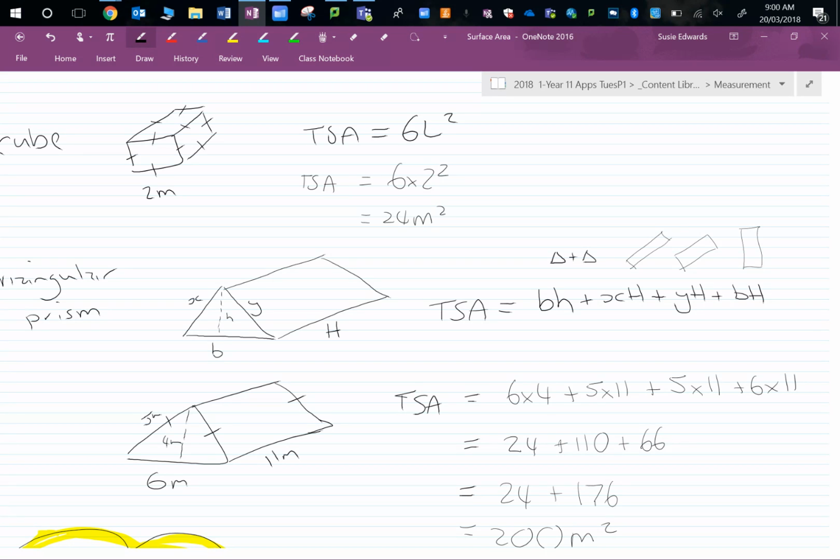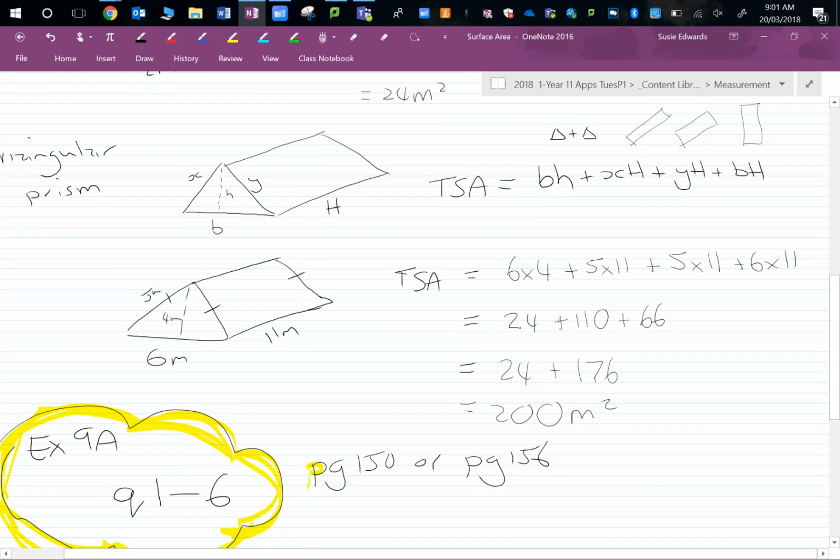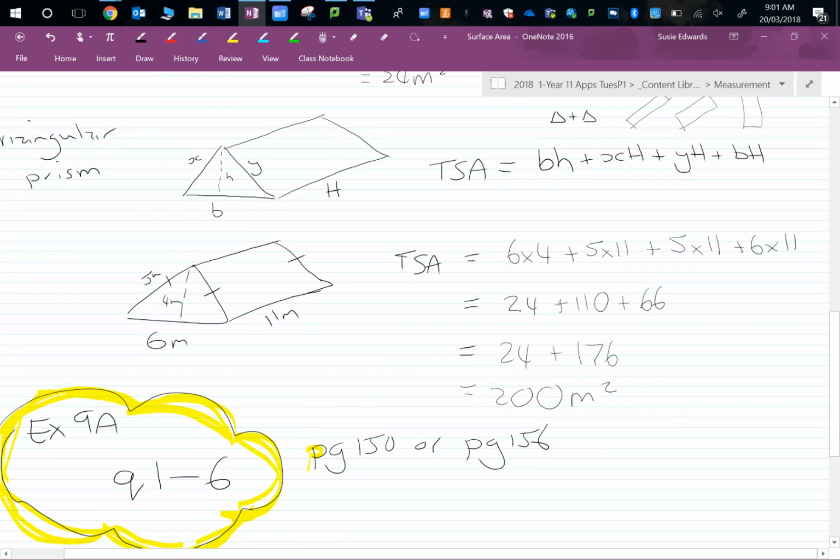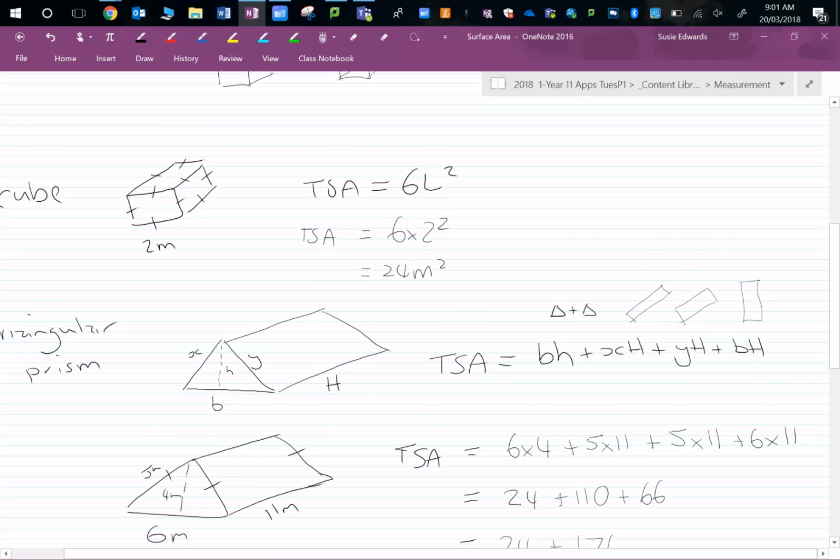Any questions to there? We okay with those shapes? All right, there's one other type of shape, a cylinder. I'm just going to move into a different page because I'm changing. Has everyone written that down?